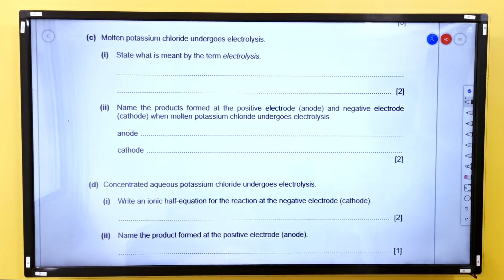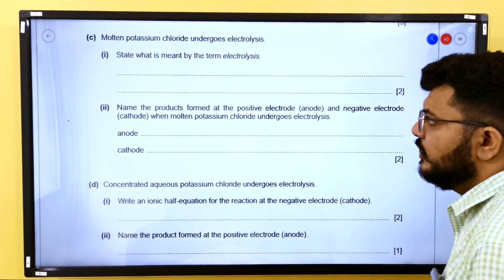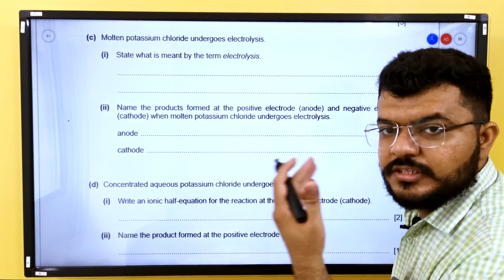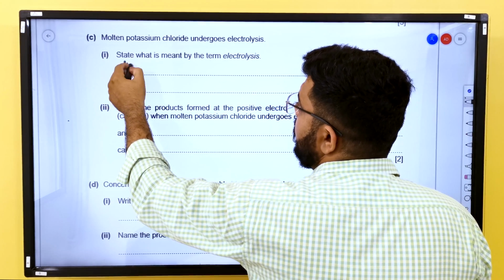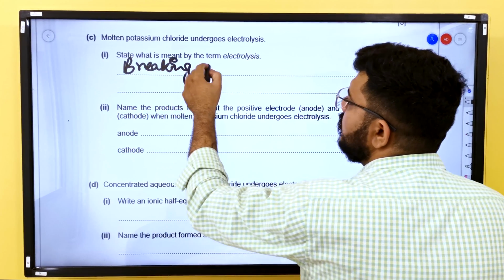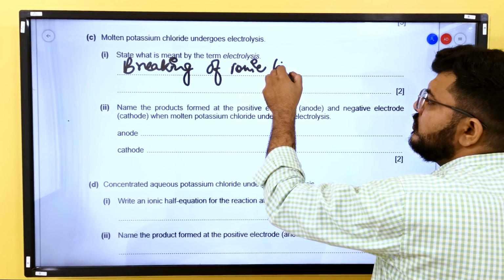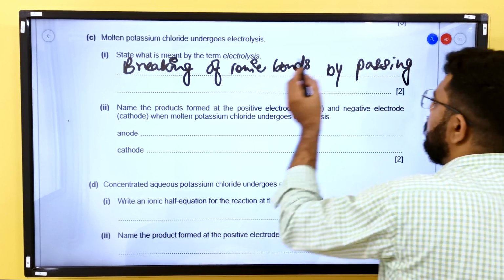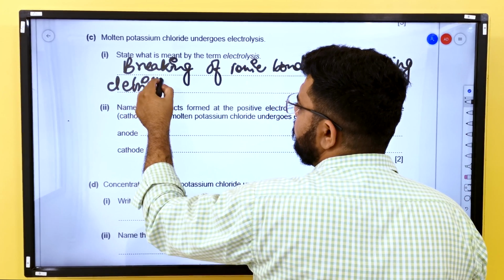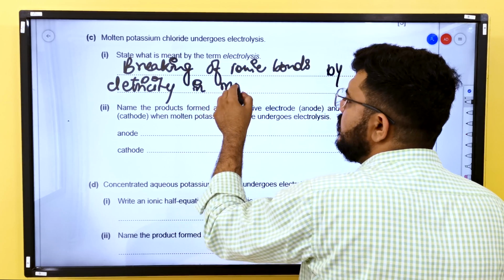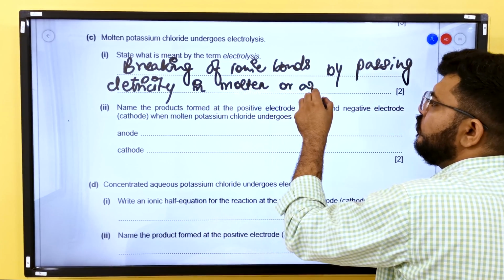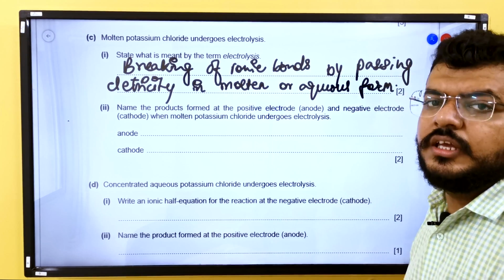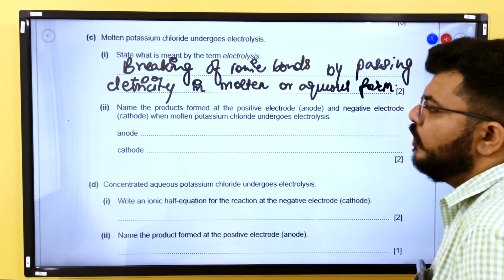Question C. Molten potassium chloride undergoes electrolysis. What is meant by the term electrolysis? In electrolysis, we are passing electricity through a liquid to break its ions. So I'll write: breaking of ionic bonds by passing electricity in molten or aqueous form. Right? They must be in molten or aqueous form, otherwise electricity will not pass through them and they will not break the bonds. Okay.